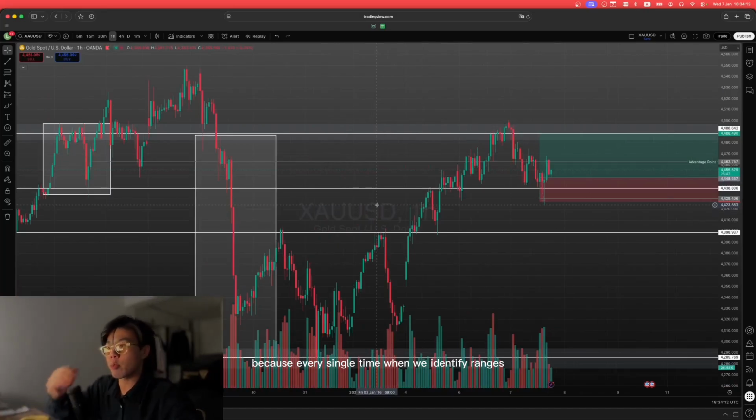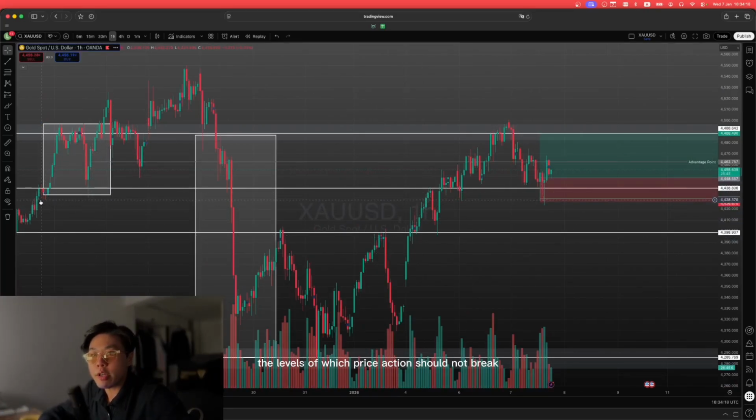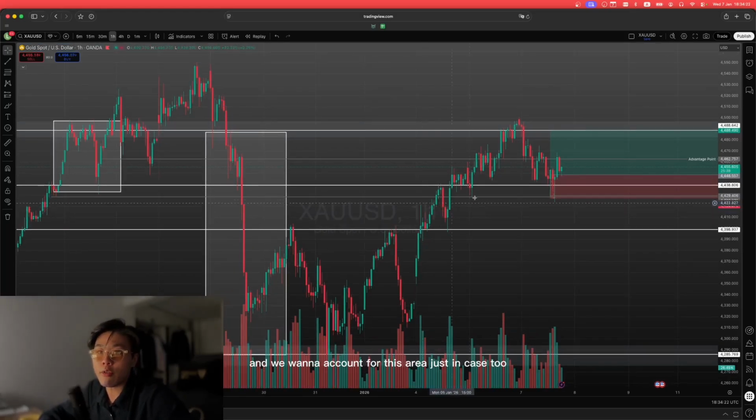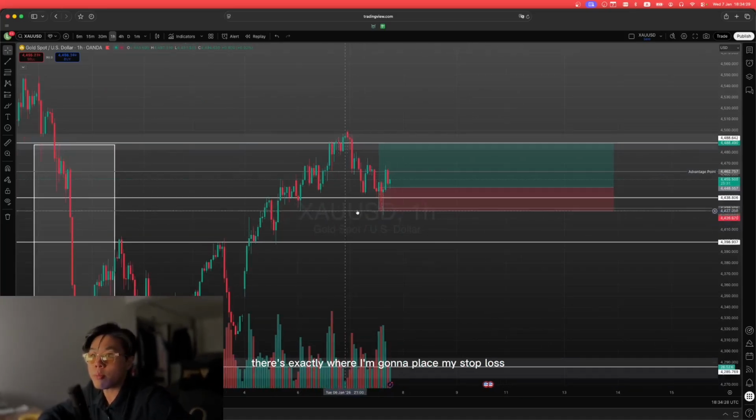Because every single time when we identify ranges, we look at logical price action, and I say the levels which price action should not break should be around this area. And we want to account for this area just in case too. So we'll bring that a little bit down. Boom. There's exactly where I'm going to place my stop loss.